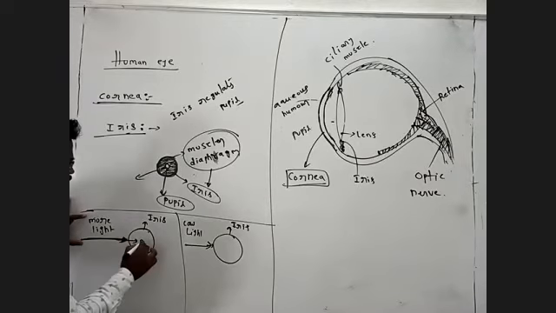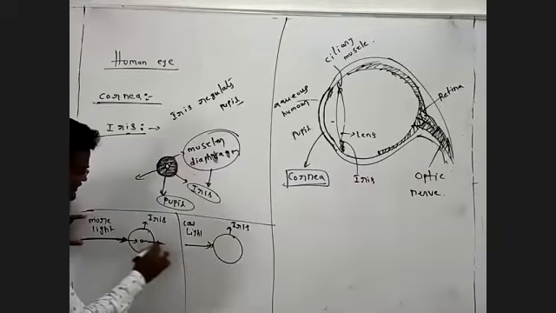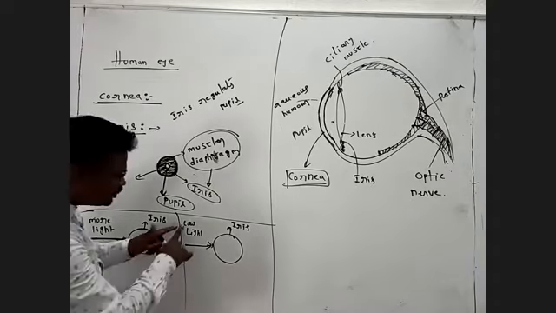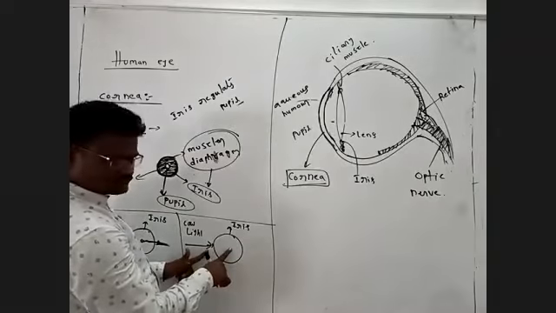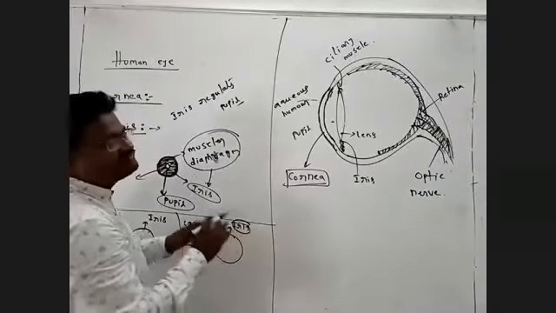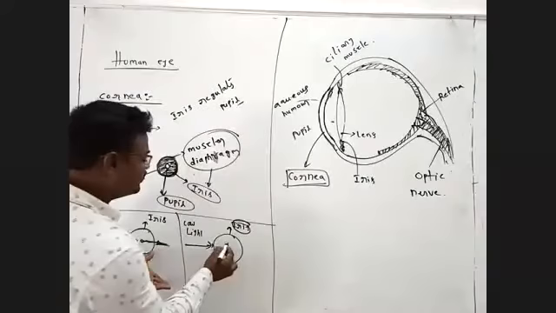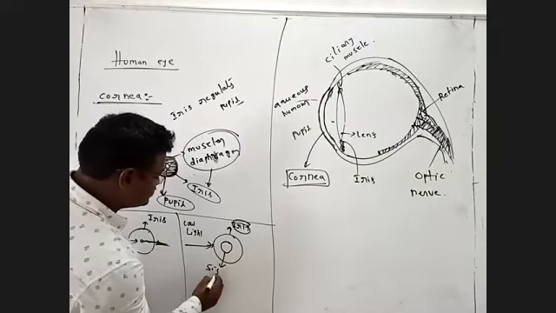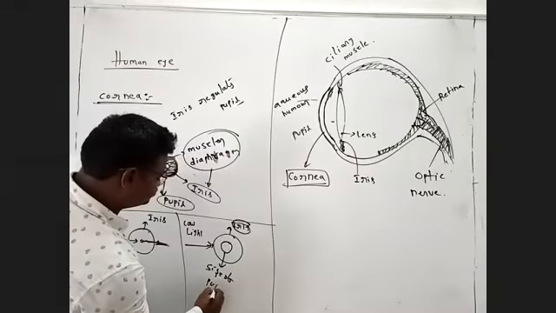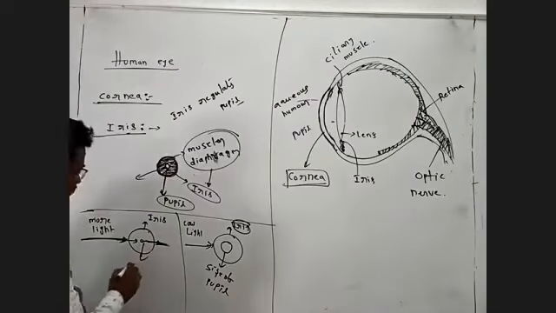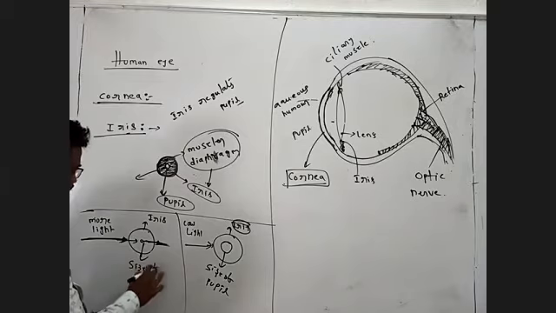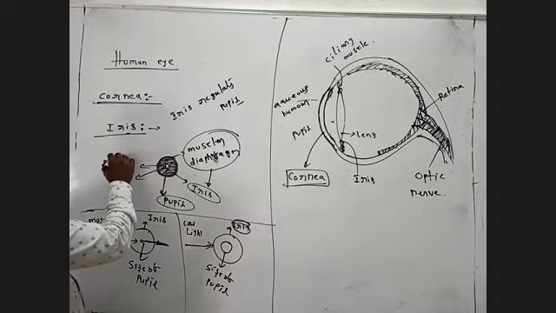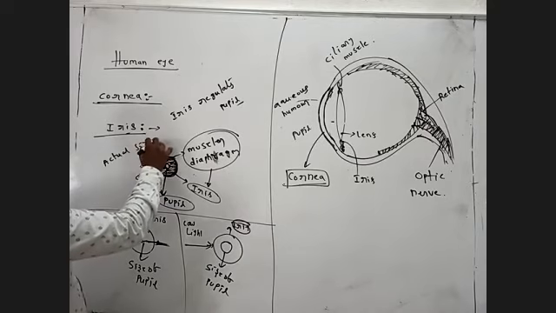Now, what happened? Low light, less light, is allowed from outside. So low light falls on the eye. The iris will expand the size of the pupil. This is the size of the pupil.